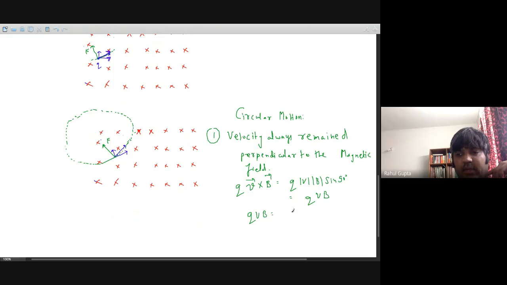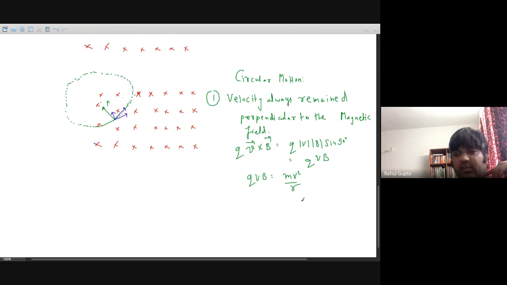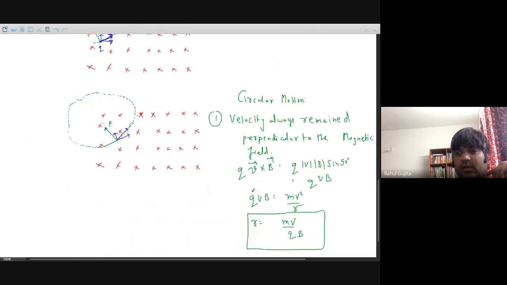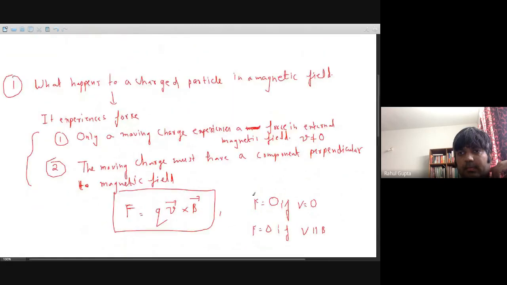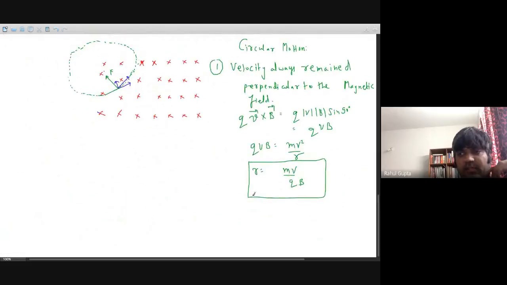And qvB equals mv squared by r in this case, because the centripetal force for the circular motion is being given by this magnetic force. As a result, we get r equal to mv upon qB. That is another formula, the second formula of the day. Is this clear or not? Yes, sir. It's clear.